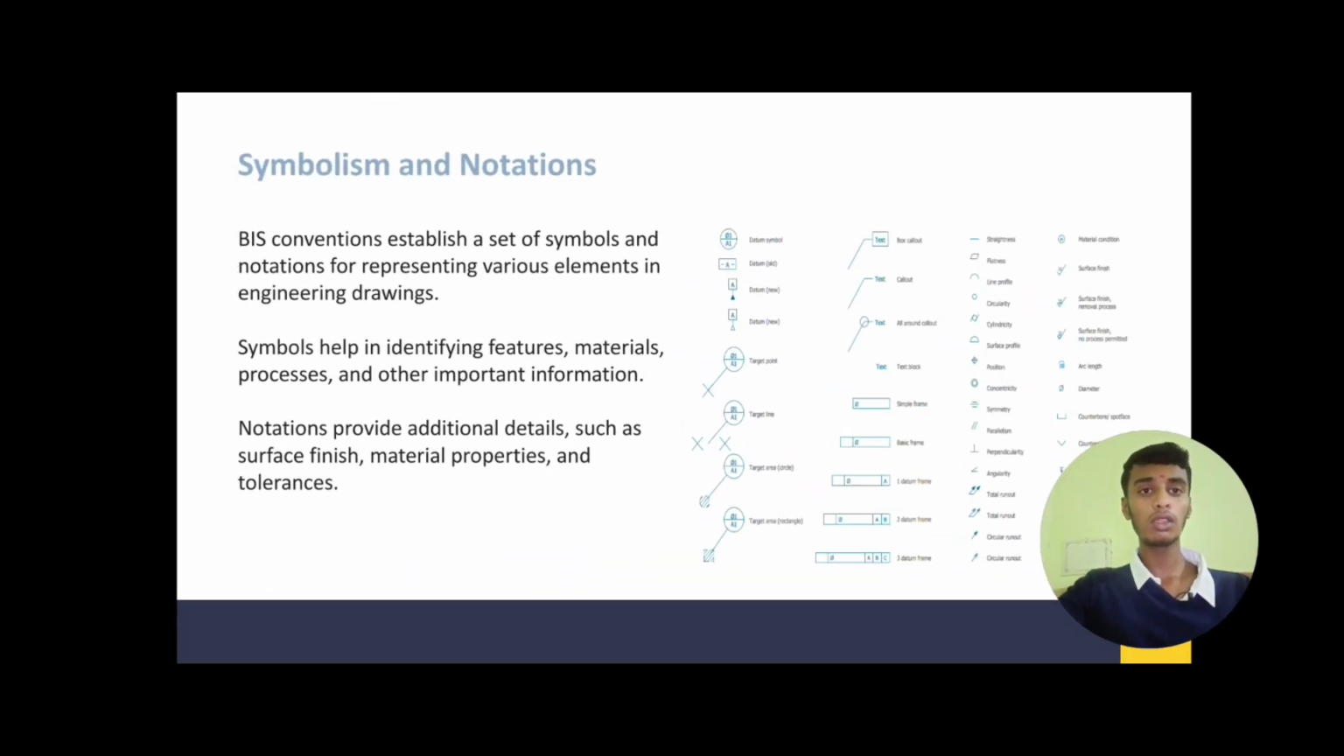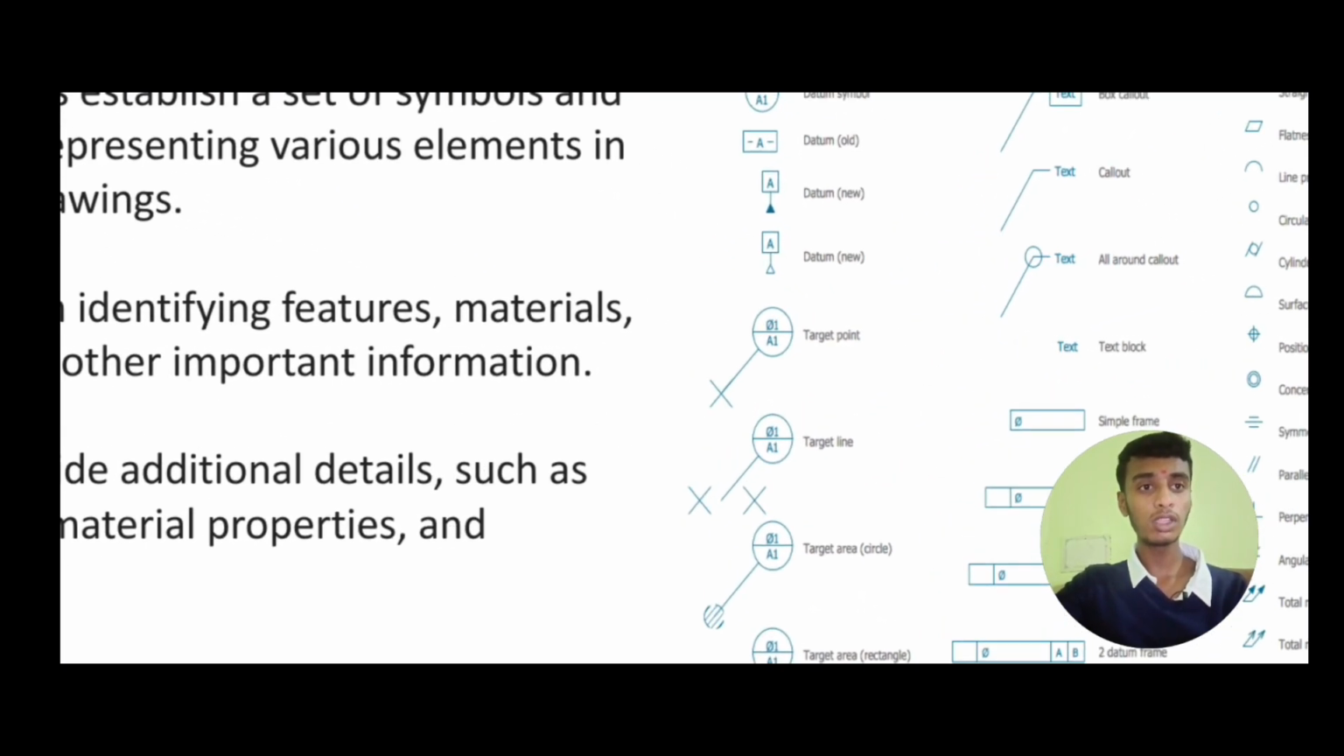Next is the symbolism and notations. What are the symbols used in BIS conversion and notations? We will see the concept in this. First, BIS conversions establish a set of symbols and notations for representing various elements in engineering drawing. Symbols help in identifying features, materials, processes, and other important information. Notations provide additional details such as surface finish, material property, and tolerance. You can see here the symbols that are used.